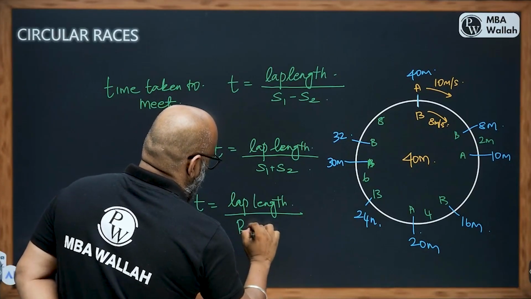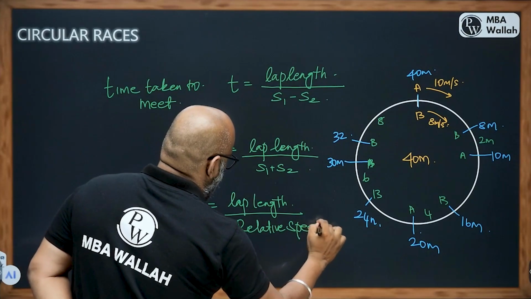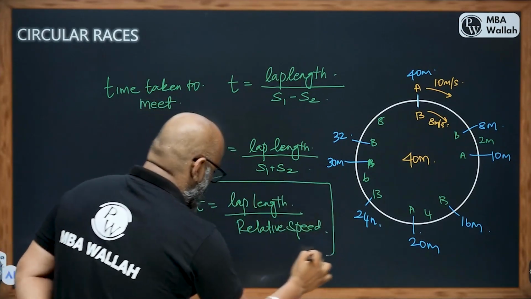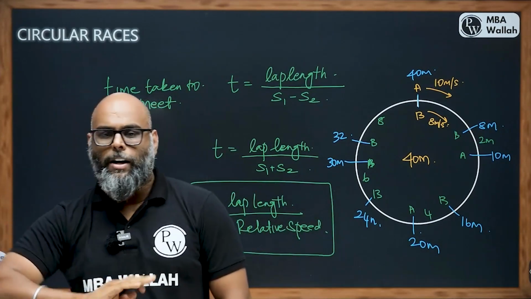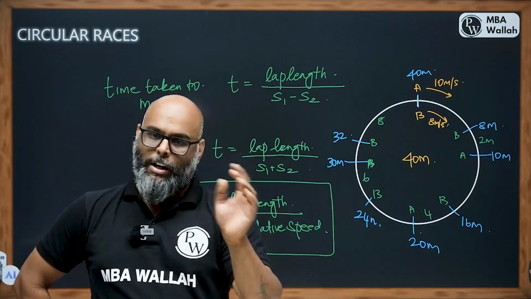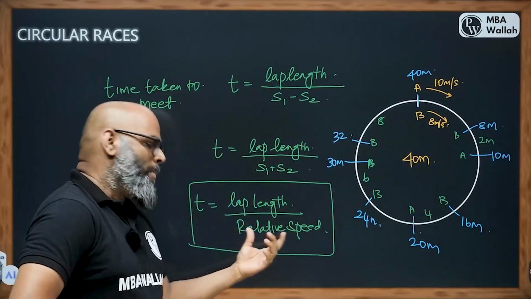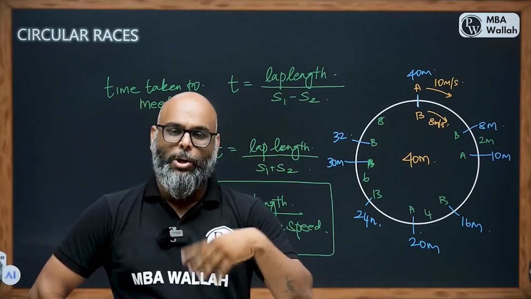In general, we say time taken is equal to lap length divided by relative speed. Simply lap length by relative speed would be our idea. It depends whether they are running in the same direction or opposite direction. That is immaterial. We read the question, we understand that. S1 minus S2 or S1 plus S2, that depends on the question.